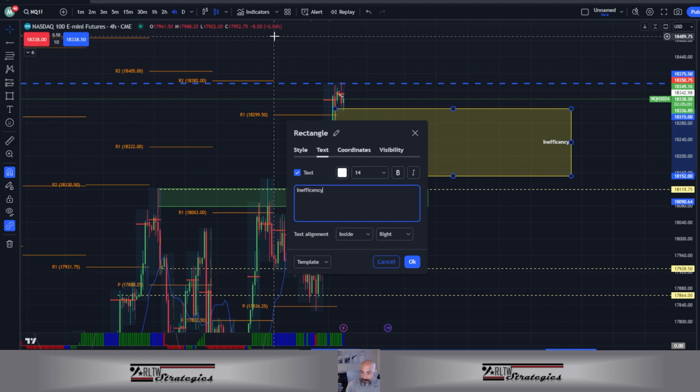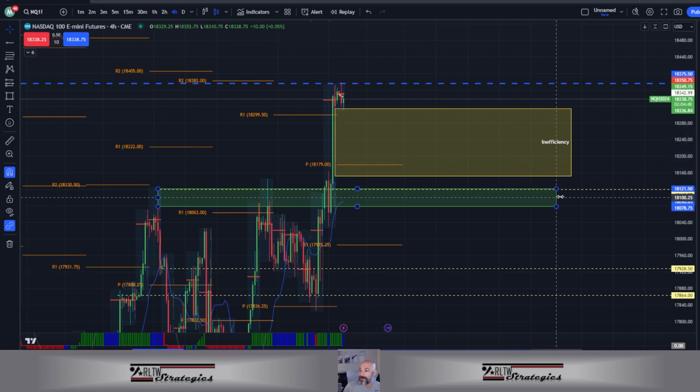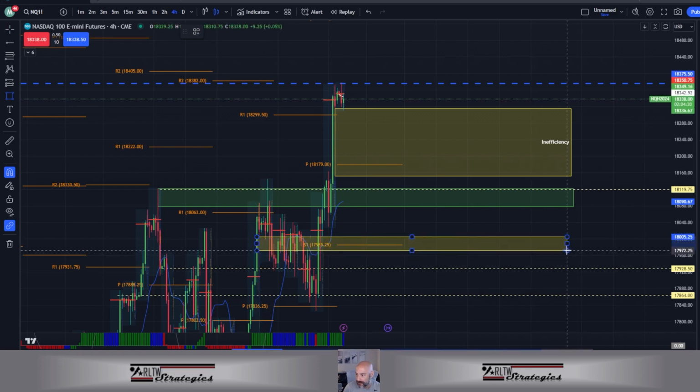Somehow my mic got turned off, but I'm just talking about an additional inefficiency zone that price could come and bounce in. Price doesn't go to the 50% area of the inefficiency until 4 o'clock, between the last 10 minutes of market end of day. We'll go ahead and fast forward to market open.